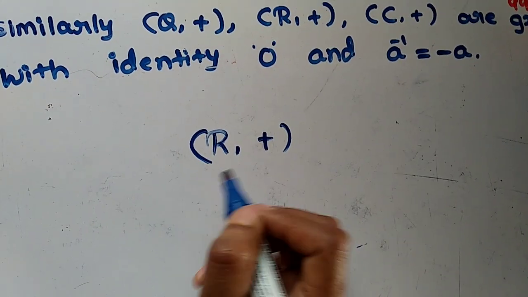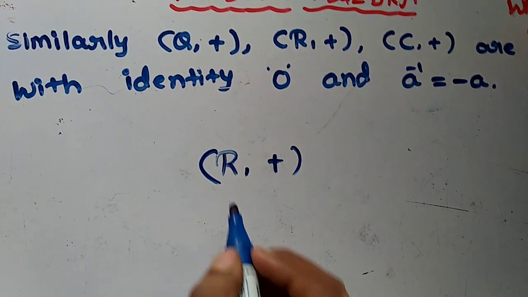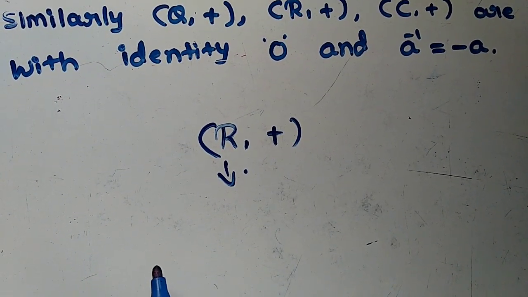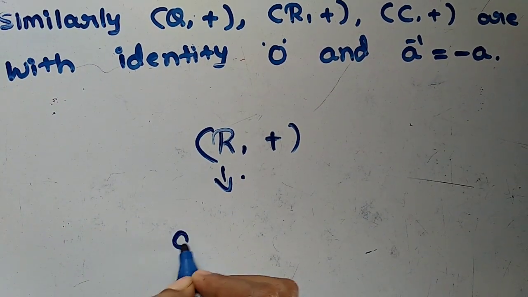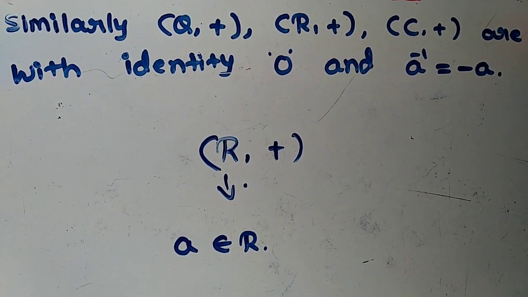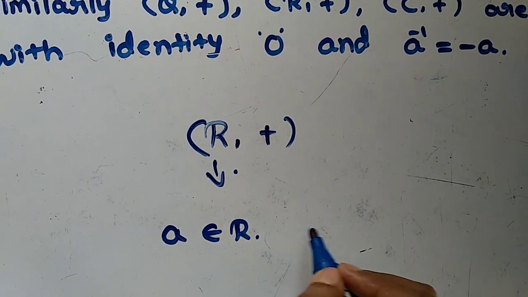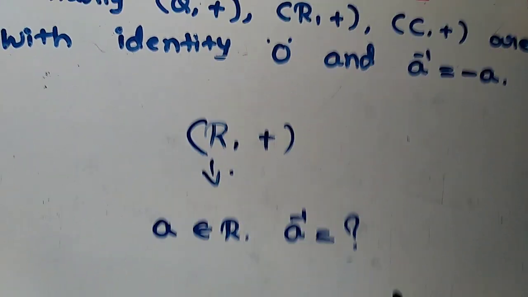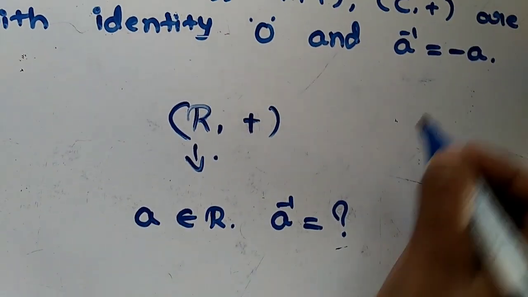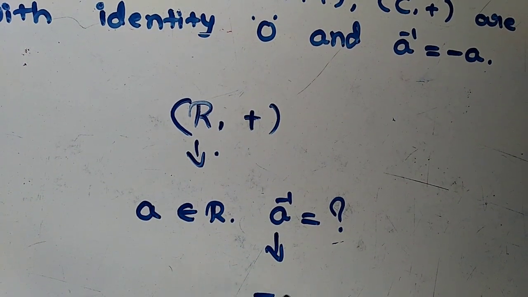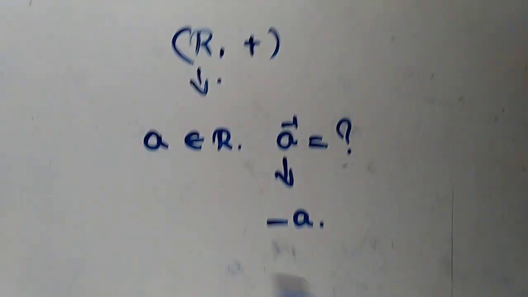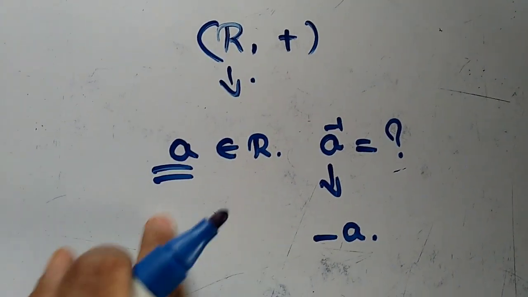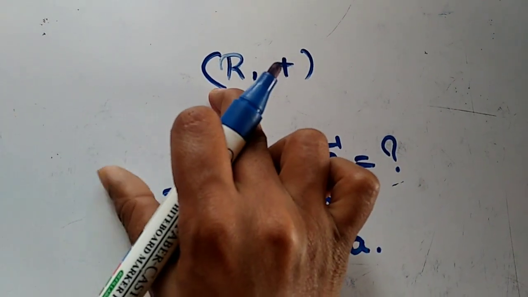Which is a real number set, and here my operation is plus. Okay, so in the exam, if they ask directly, with an element belonging to R, just to find the inverse of this A, then you directly say the inverse of this A is nothing but minus A. Otherwise, here I am taking just A. So this A is anything. It means A is any number, so that should belong to your R.